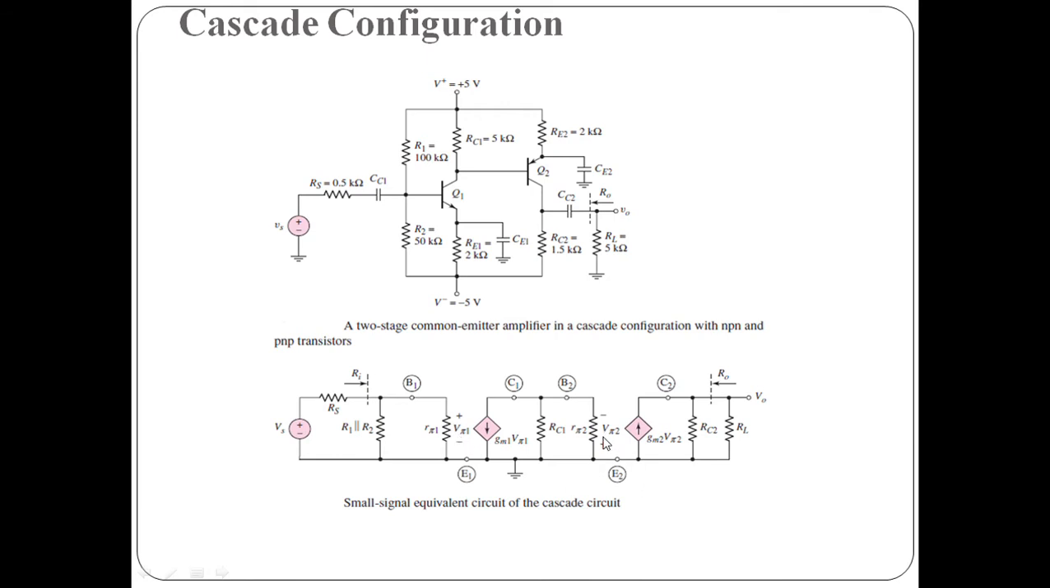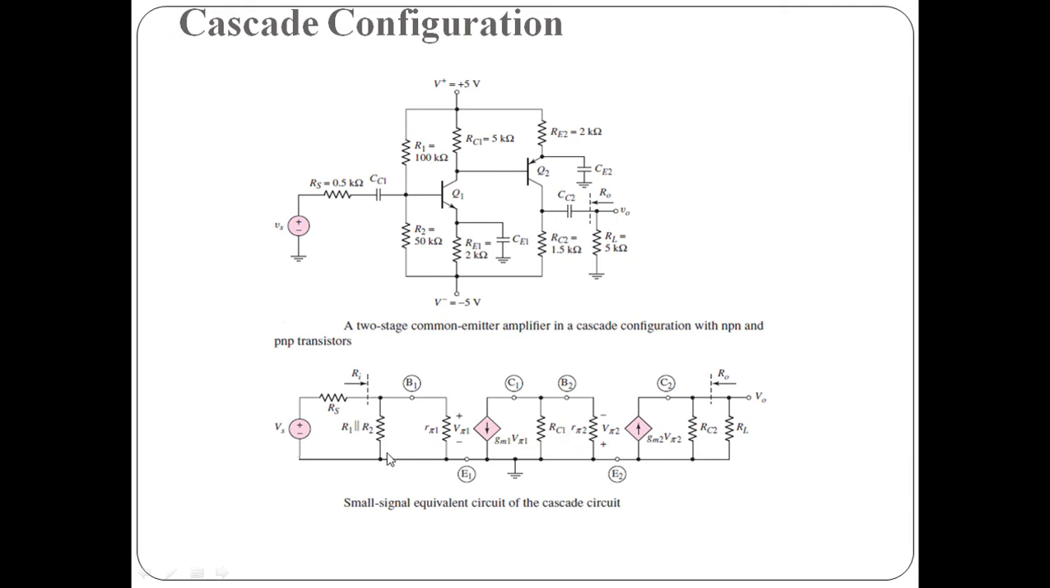So, Vπ2 is nothing but the voltage across these two resistors. Again, the same step procedure as we followed here. These two resistors are in parallel and the current that flows through this resistor is given by gm1 into Vπ1. So, I can write this Vπ2 as current I into R, that is gm1 Vπ1 into RC1 parallel with Rπ2. So from this I can write Vπ2 divided by Vπ1 is equal to gm1 into RC1 parallel with Rπ2.